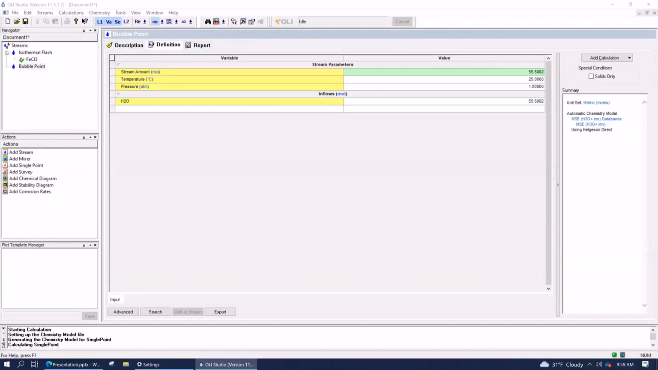Just a second here, I want to make sure I get the right thing up and running. I'm trying to find the case file, so I'm doing the right one with you. Oh, okay, good. Bubble point, good.